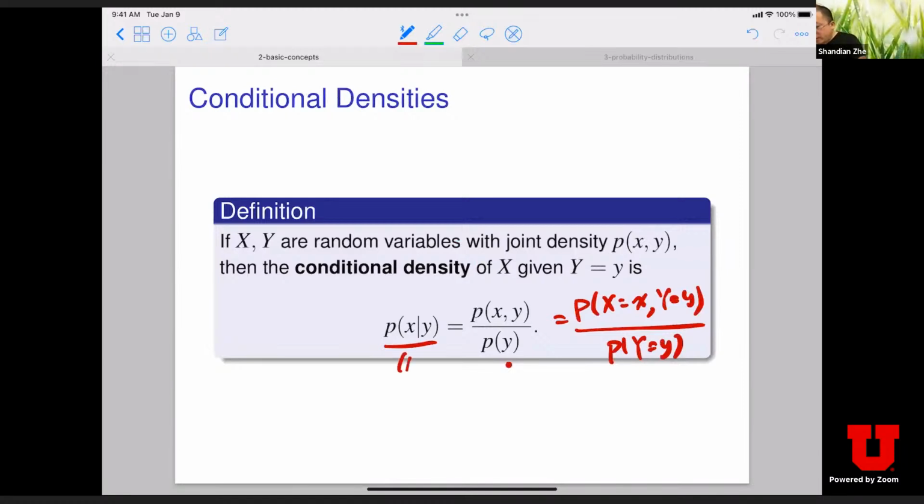And this just tells you the probability density that big X equals small x, given that big Y equals small y. Just for notation convenience, we ignore the random variables, the big X and big Y.